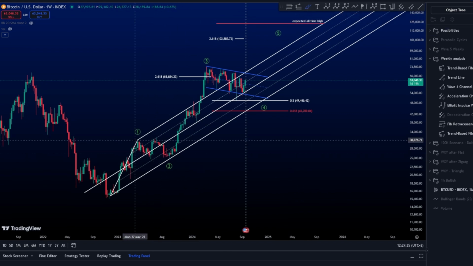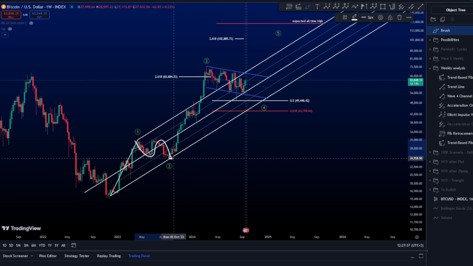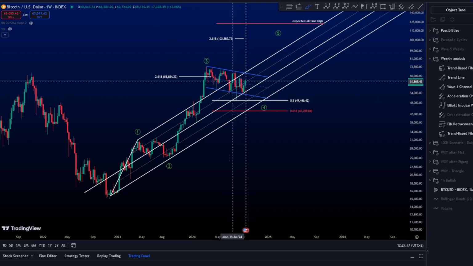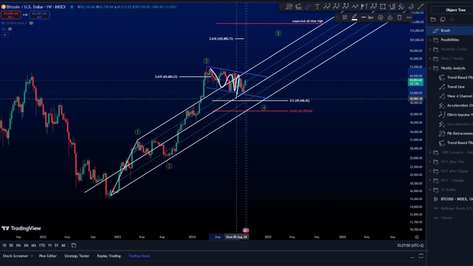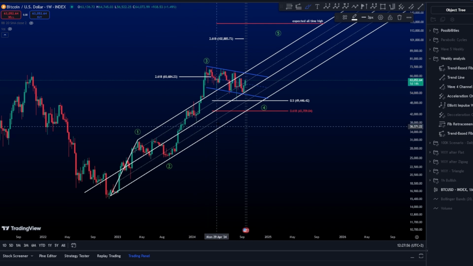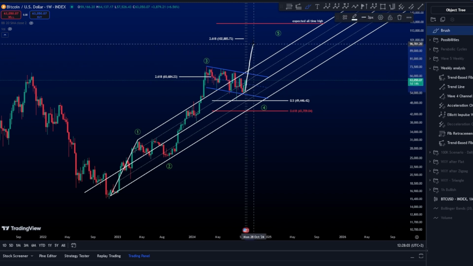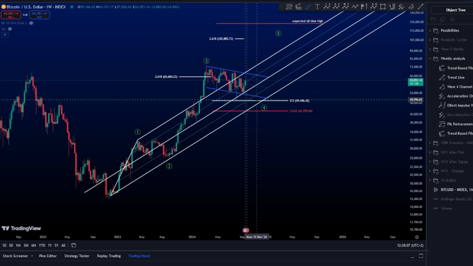And if you look exactly here, this acceleration channel is taken from the wave 2. We can see that the wave 4 is not just ranging inside the blue channel as a correction, but each time it touches the midline of this channel, it jumps and retraces back towards the upside, right? Therefore, we have now tested this channel twice. This is the midline, and now we are looking for a higher high, possibly, the most possible scenario now.